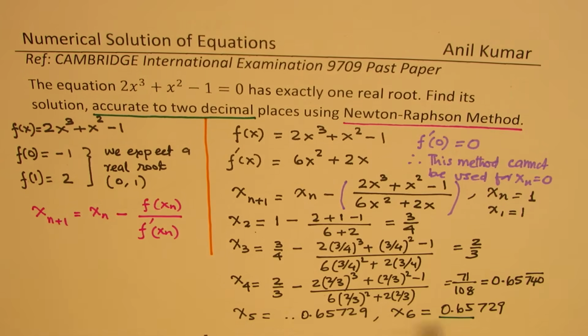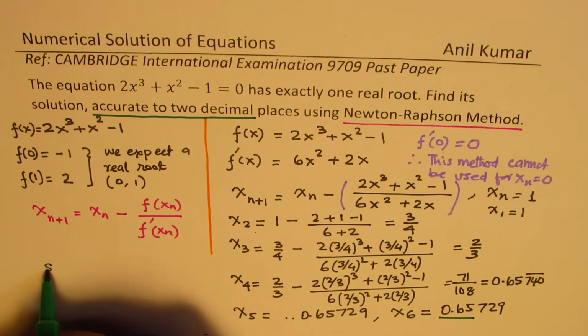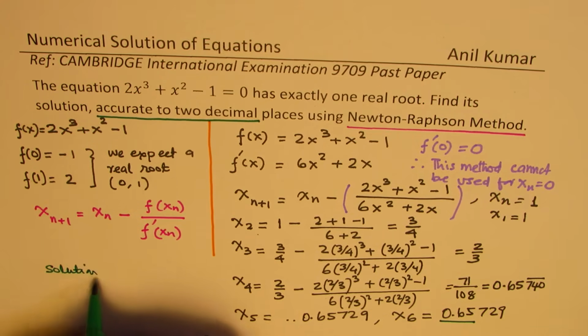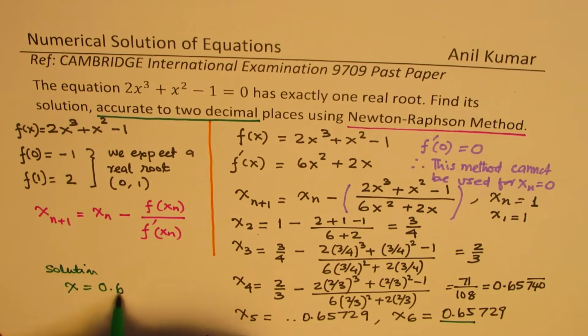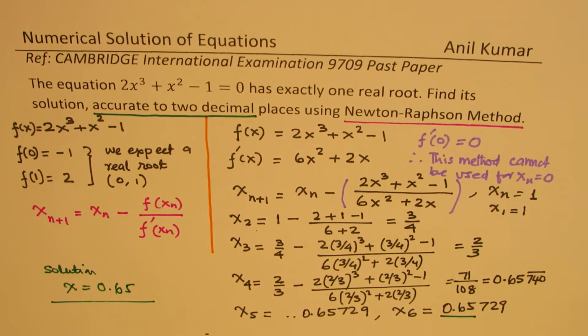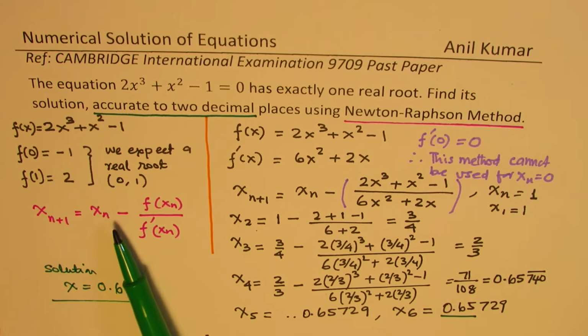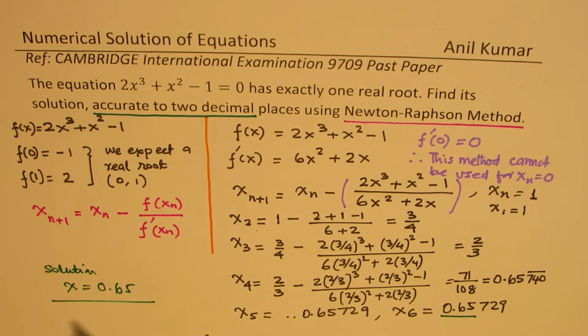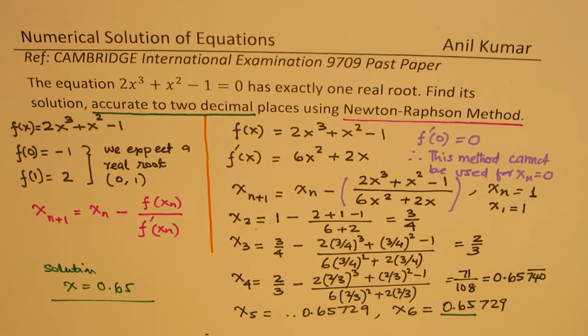So our solution is x equals 0.65. Is that clear to you? I hope you understand how to apply this method. The formula is given here. No proof is being given at present. Now use this formula. I also showed you how to use your calculator to calculate it much faster. It's an iterative process: put back the answer and get your solution, correct? That's the whole idea, and that's how it is.